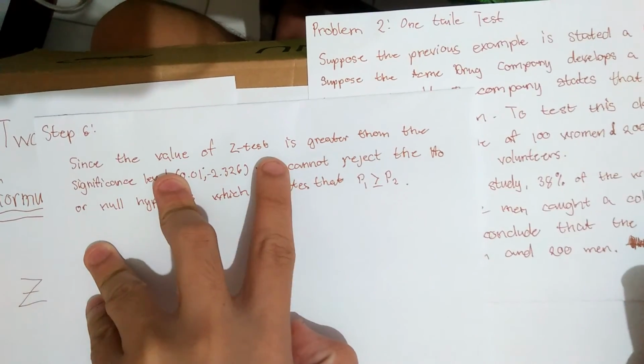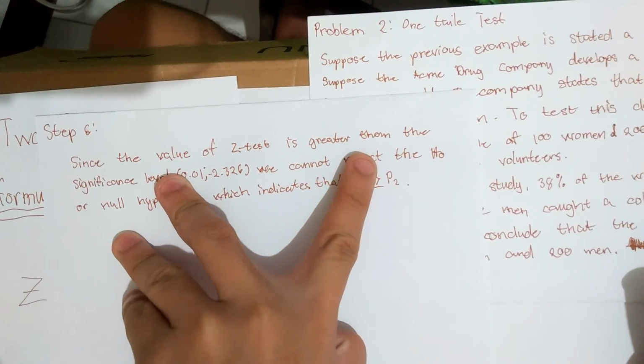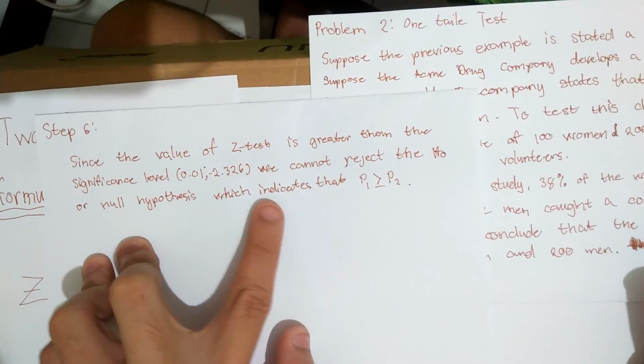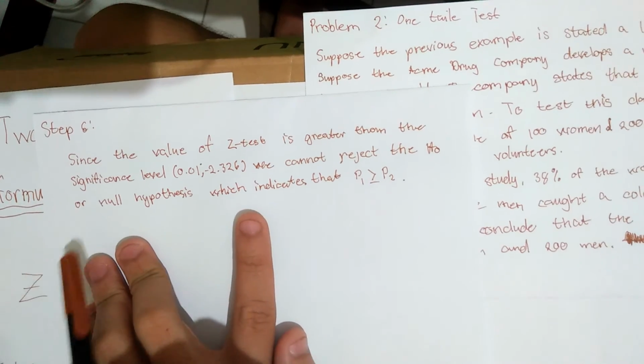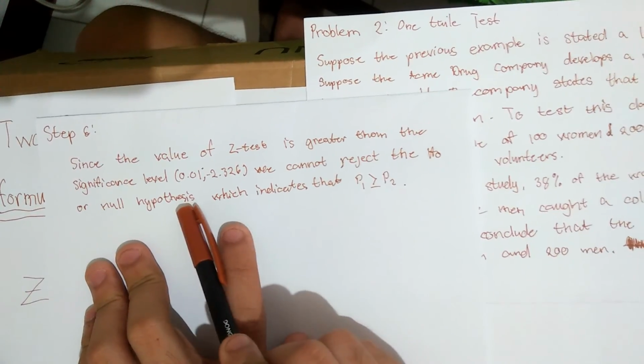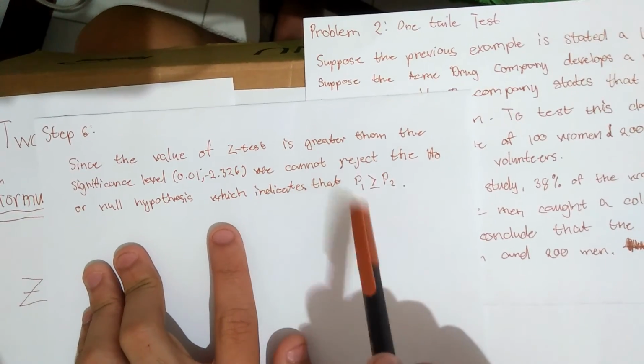Since the value of z is greater than the critical value, we can reject the null hypothesis, which is the feasible.